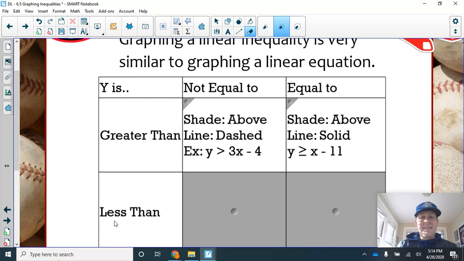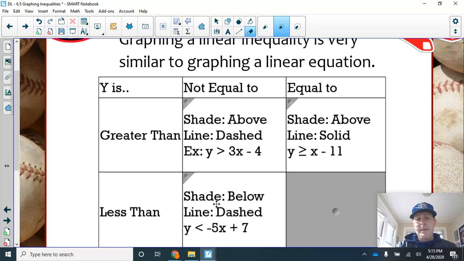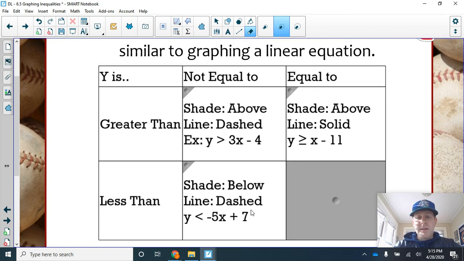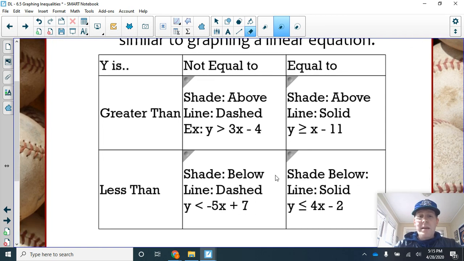Okay, next, if y is less than, not equal to, we're going to shade below that line. But again, it's not equal to, so we're going to dash that line. And then if it's less than or equal to, we'll shade below the line and we use a solid line. Okay, so take a second and please jot this in your notebook. Okay, if you're all set, we're going to move on and look at a couple examples.